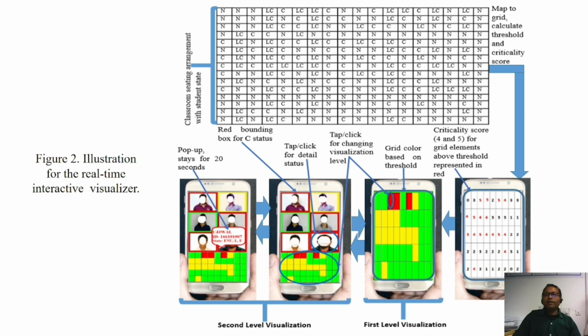If a teacher clicks on a grid, the second level view appears. One-third of the region shows the overview and two-thirds of the region shows the details of the student state. States are indicated by a colored bounding box with the image of a student. A red bounding box indicates a critical student, yellow for LC, and green for a normal state student. If a teacher further taps on a particular student image, it displays the student's detailed state.